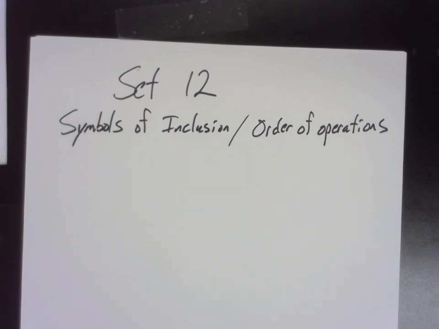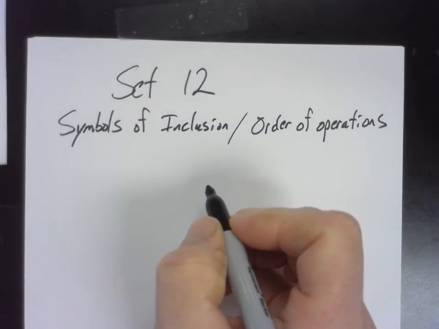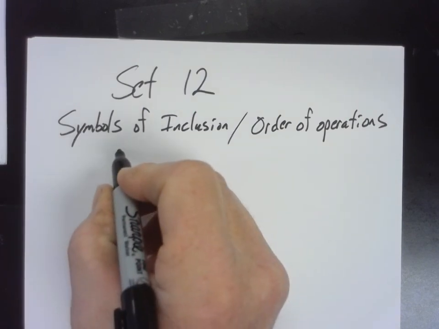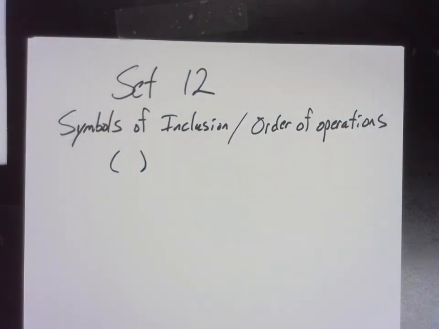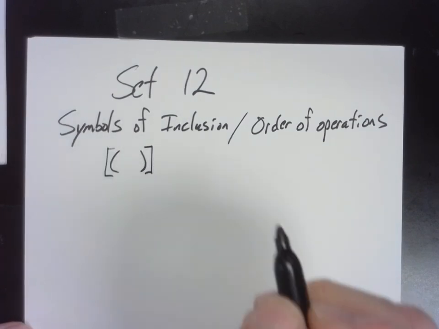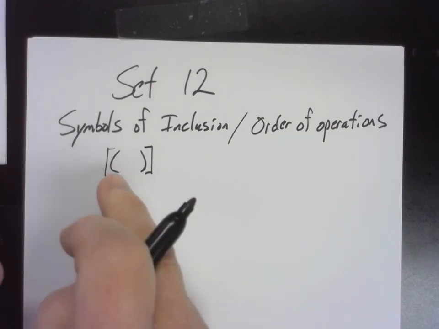So today we're going to talk about set 12, and the first thing we're going to talk about are symbols of inclusion. We've already discussed these some, and I've talked to you about what symbols of inclusion are, but let's review this. What's the one that you think of right off the bat when you think symbols of inclusion? There you go, parentheses. Okay, what about a bracket? Symbol of inclusion? Yes. What's the difference between parentheses and brackets?